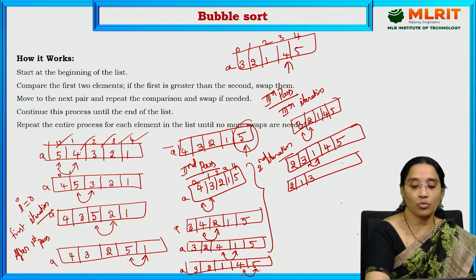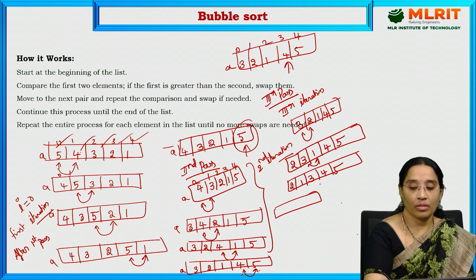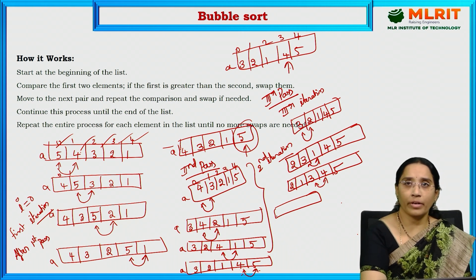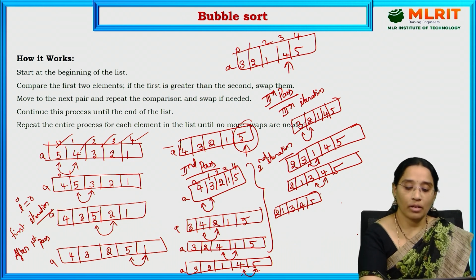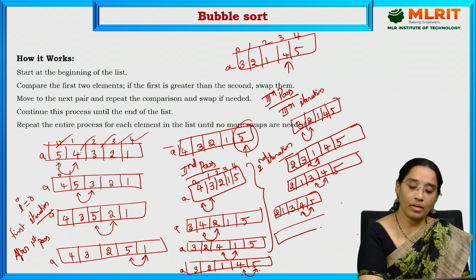So now 2, 1, 3, 4 and 5. Next, 3 is compared with 4. No need of any swapping, but the list is 2, 1, 3, 4 and 5. But comparison is done. No swapping is to be made. Next, after this 4 and 5 get compared. No swapping, but comparison is done. So 2, 1, 3, 4 and 5.